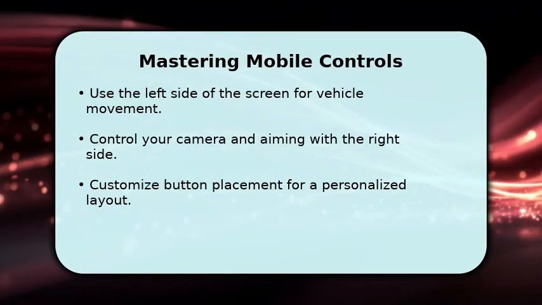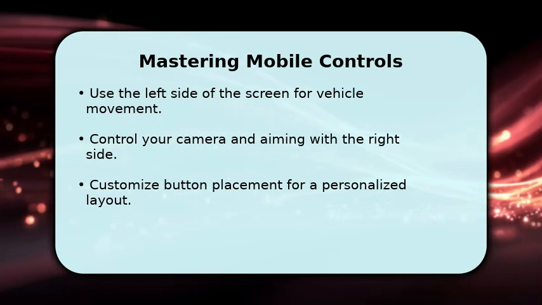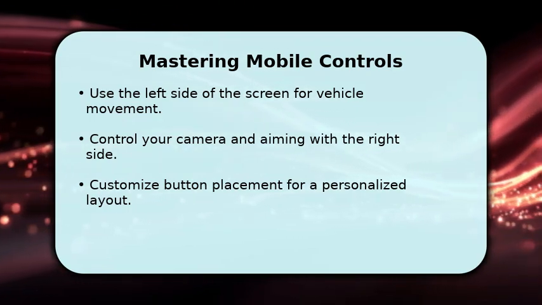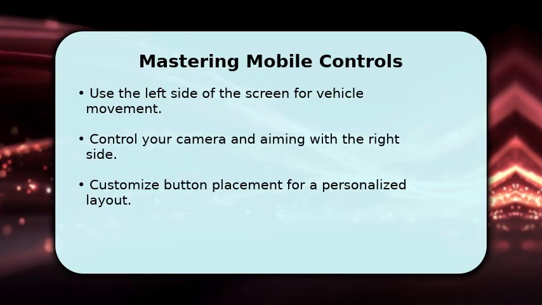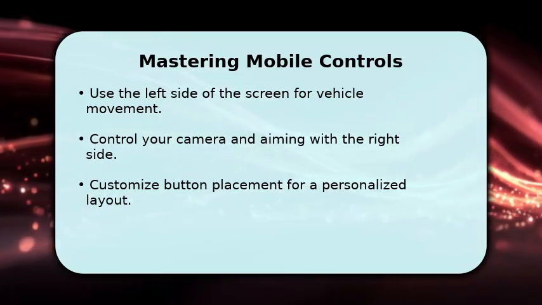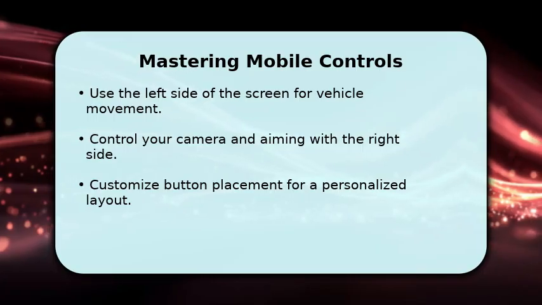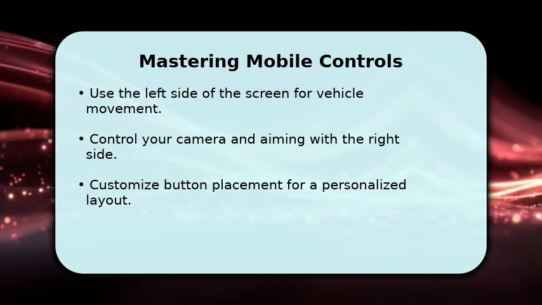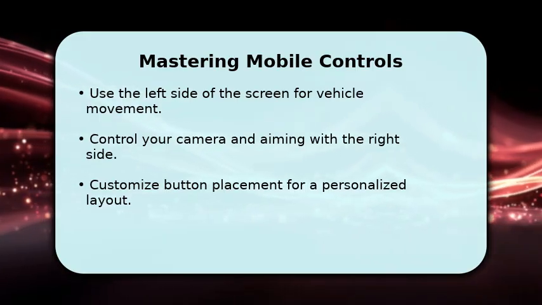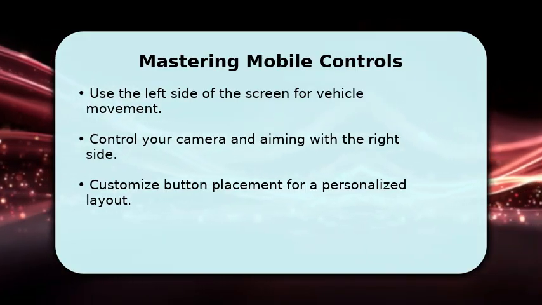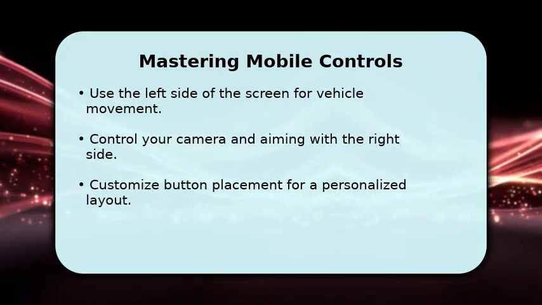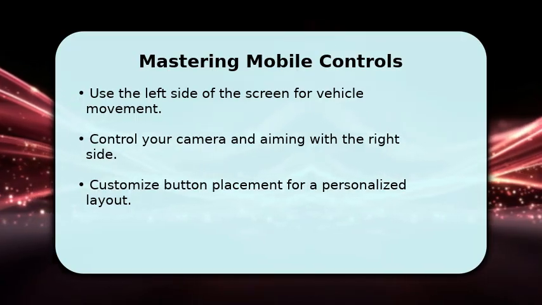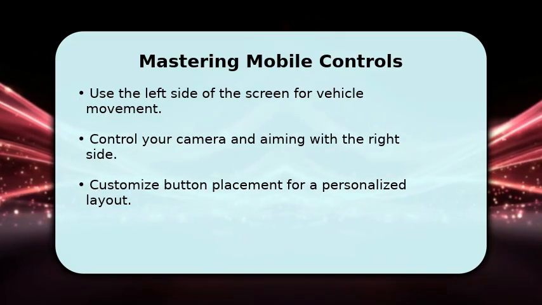Now, let's talk about controls. On mobile, you'll primarily use touch input. The left side of your screen typically handles vehicle movement, like steering your tank or flying your aircraft. The right side is for camera control and aiming your weapons. You can tap on various on-screen buttons to fire, reload, or activate special abilities. Don't forget to explore the settings to customize your control layout for maximum comfort and efficiency during intense battles.